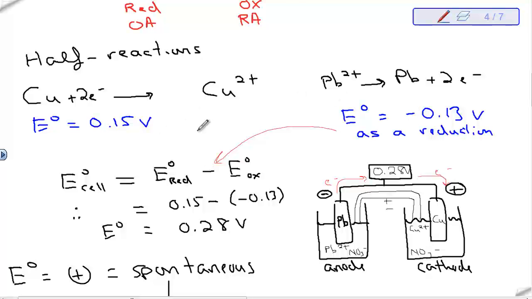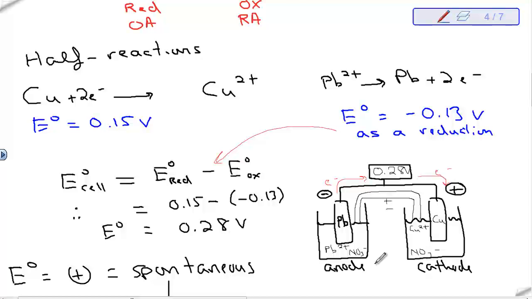So plugging in the values from the table, we see that this cell, as written, has a standard reduction potential of 0.28 volts. Now, the fact that that cell potential is positive means it's spontaneous. Now, we're going to get to why that is in just a moment. Before we do, I wanted to refer you to this drawing here, because you are required to do this drawing.